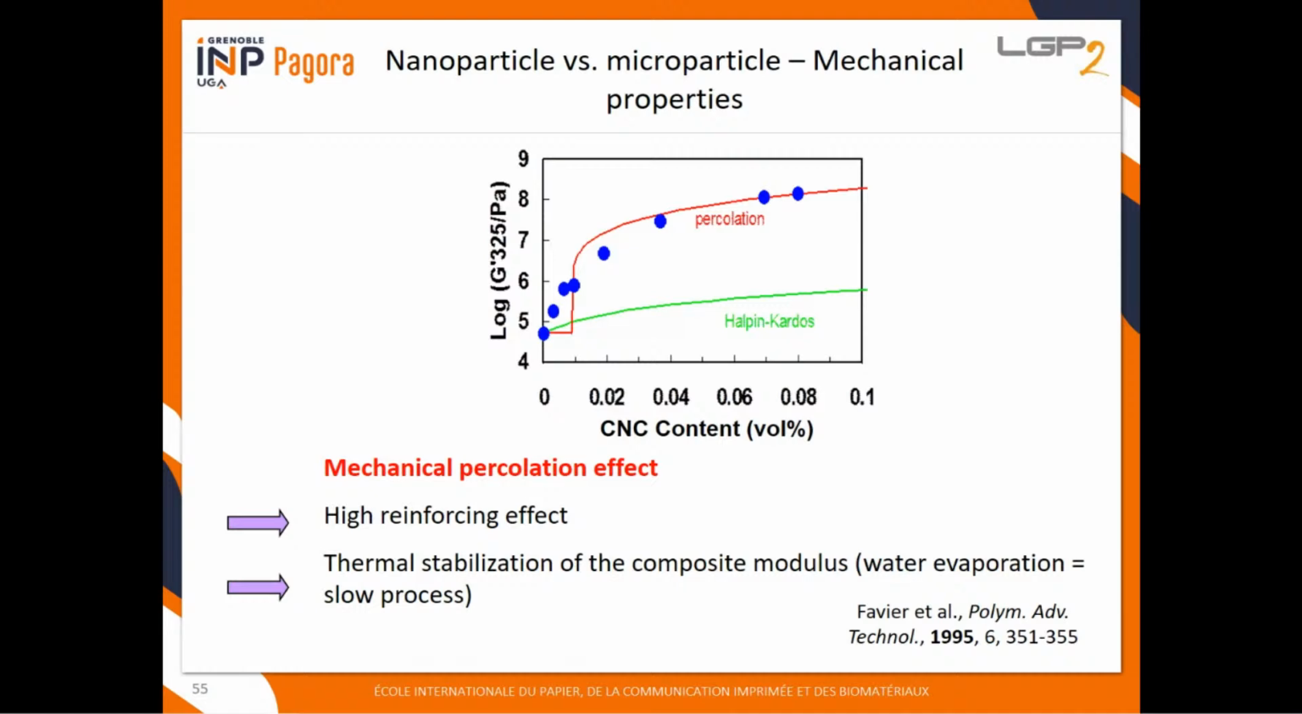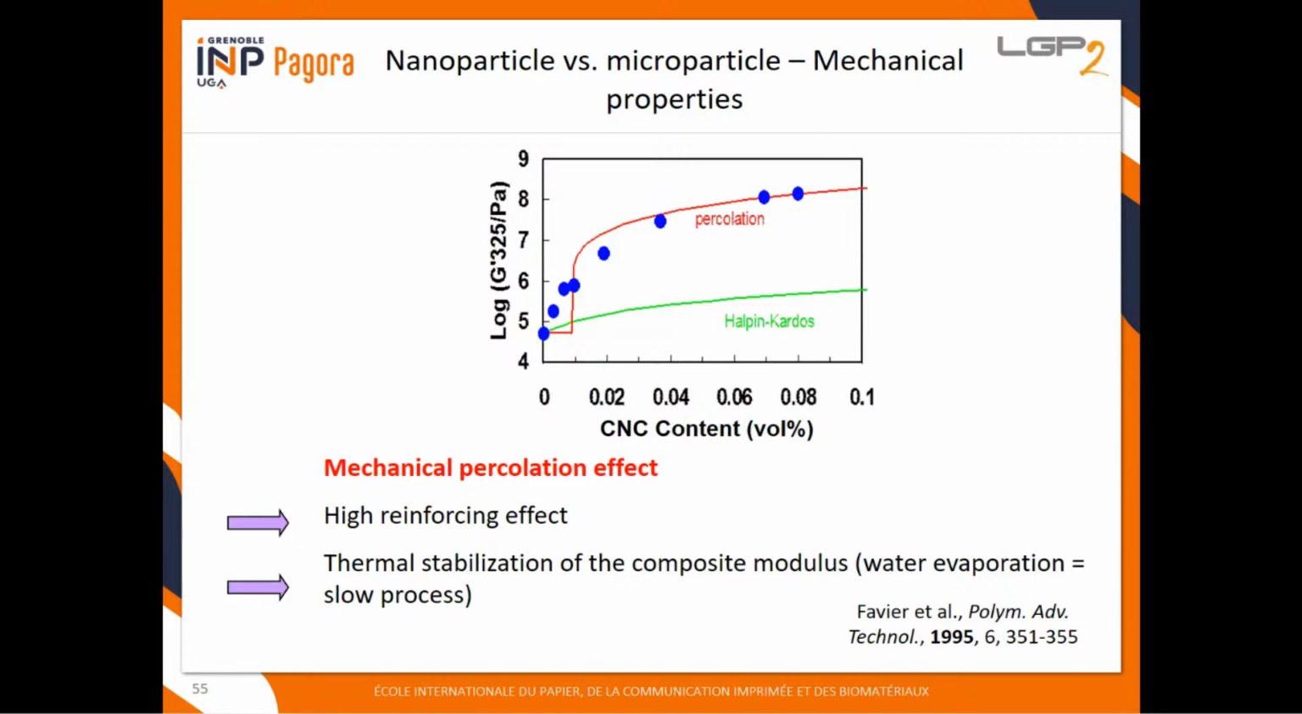And you can see here the evolution of the storage shear modulus above the glass transition temperature of the material as a function of the cellulose nanocrystal content. In blue, the experimental data. And in material science, it's usual to compare this experimental data to data which are predicted using different models, assuming a given morphology to the material. I mean by morphology, the arrangement of the two phases. And so we used these two models, Halpin-Kardos and the percolation approach.